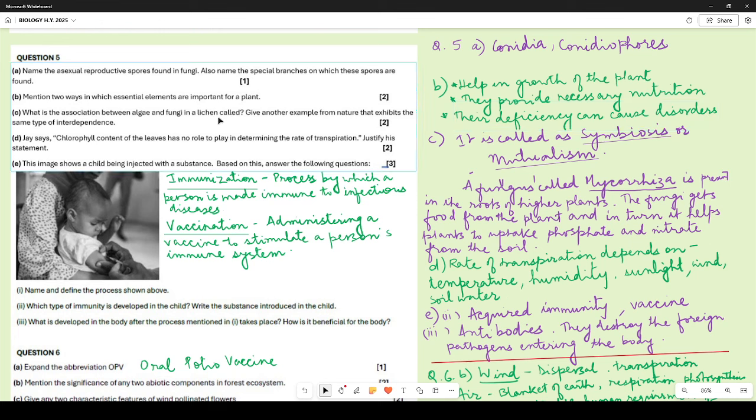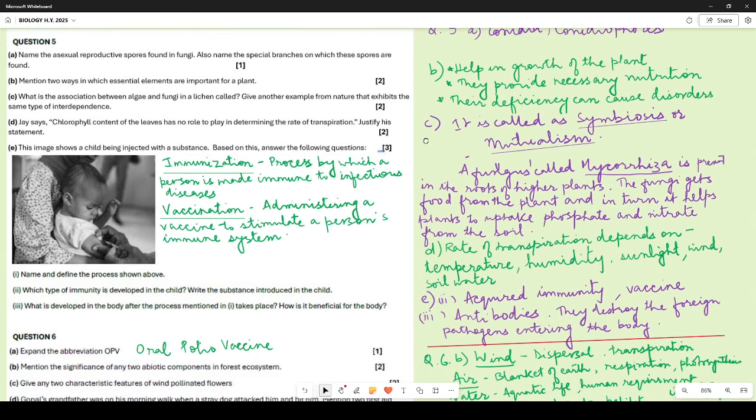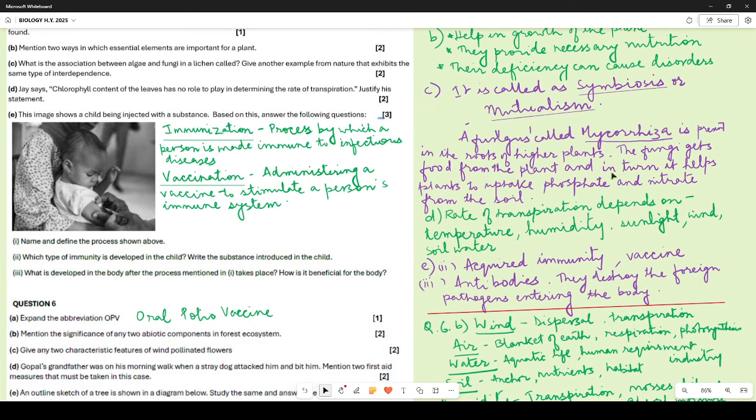Association between algae and fungi in a lichen is called symbiosis or mutualism. Give another example. So we see mycorrhiza is present in the roots of higher plants. These fungi get food from the plant, and in turn they help the plants to uptake phosphate and nitrates from the soil as fertilizers.